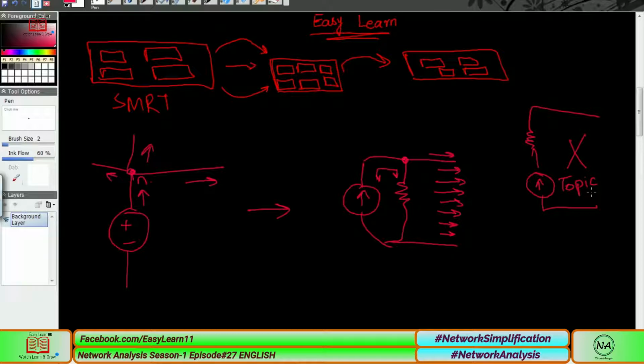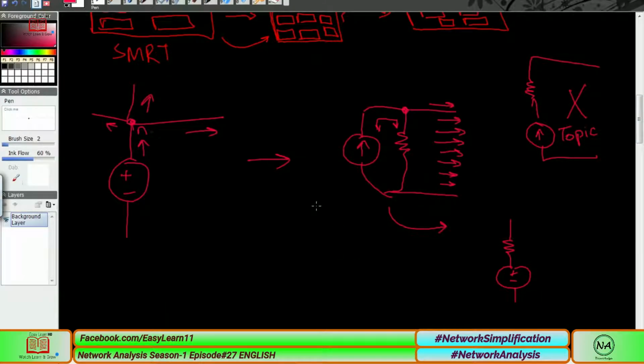Right now we have learned the 3 basic steps. Number 1 is pushing through a node. Second, if we have a current source with an element connected in parallel with it, it can be converted into a voltage source having a series passive element. So this is what we already learned.